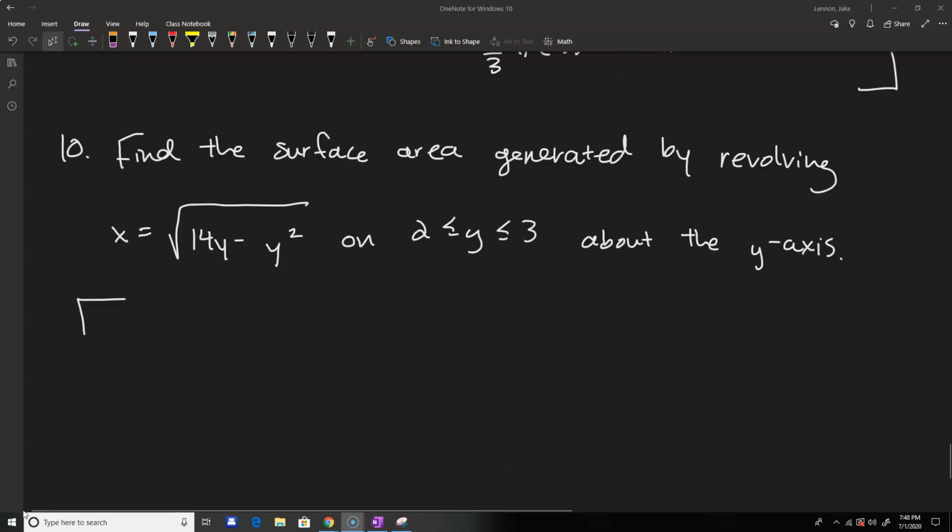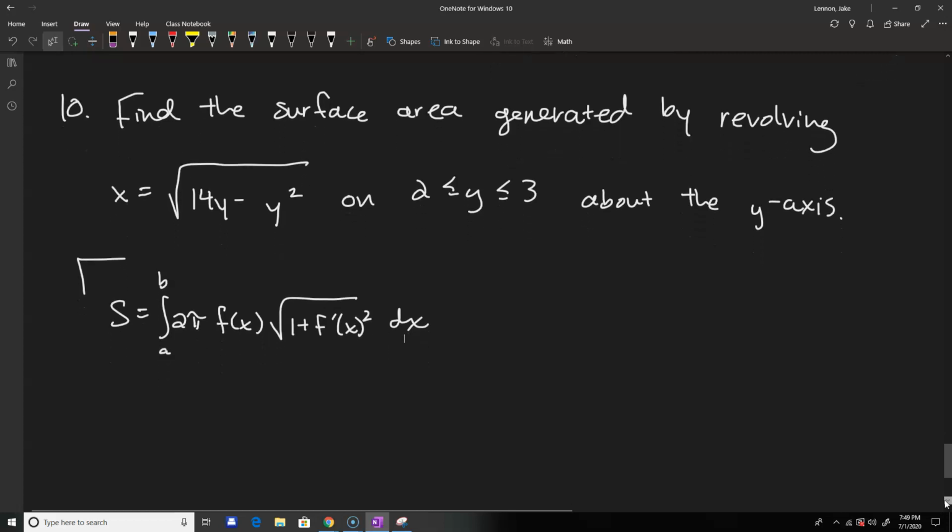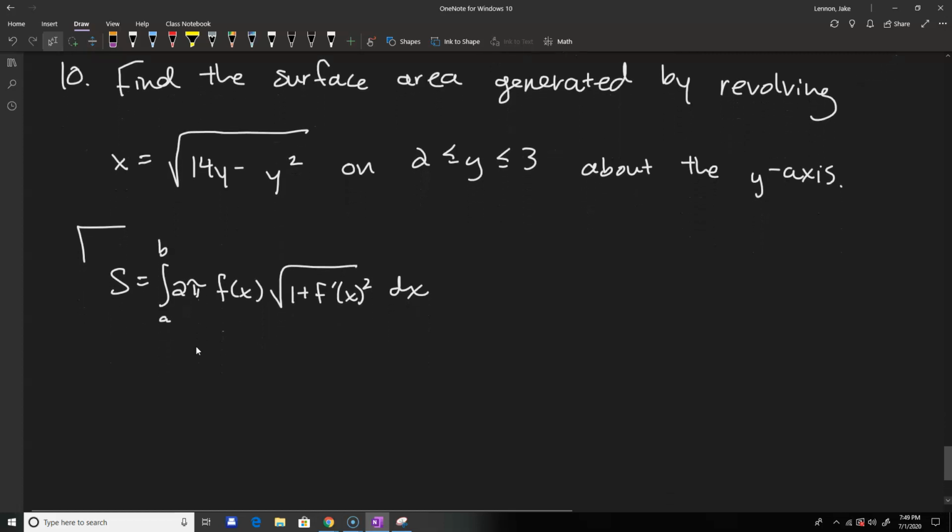Okay, so the last one is a surface area problem, and remember the surface area formula is essentially the integral from a to b of 2 pi times f of x times the square root of 1 plus f prime of x squared dx. So in this case, we're doing everything with respect to y. So everywhere we see an x, we're going to replace that using something in terms of y. And so the first thing we want to do is find the derivative.